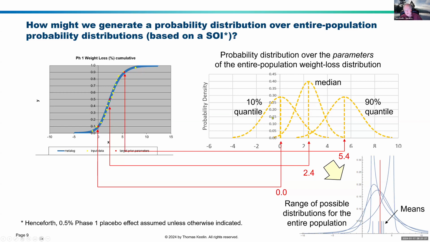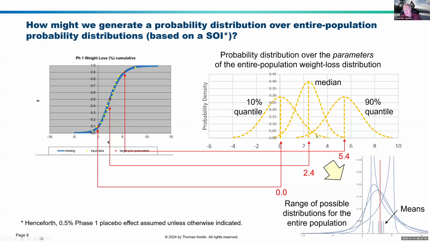Same thing for the 10% quantile. You don't know which, and that's even a wider distribution because there's more uncertainty inherently over the 10% quantile than there is over the median. That's why that distribution is a little bit tighter. Same thing for the 90% quantile. It could have a range on it.